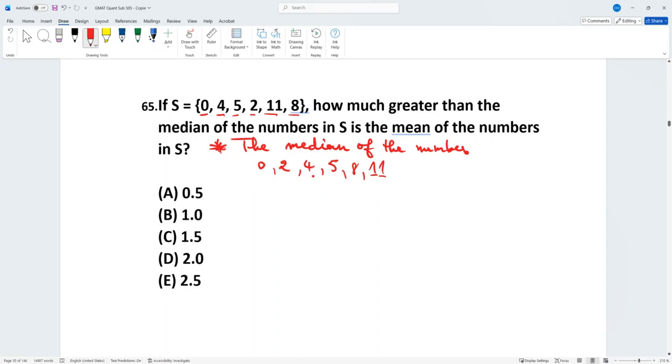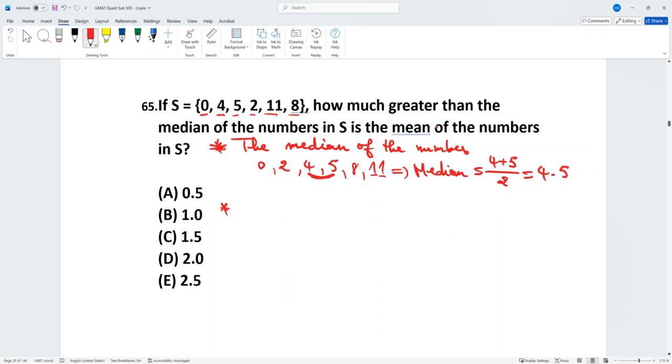So the median is going to be between the third and the fourth here. In order to find the median, we simply say median is going to be equal to 4 plus 5 divided by 2, which is 4.5. So remember that the question is, how much greater than the median of the numbers in S is the mean of the numbers in S? So we found the median, we need to find the mean.